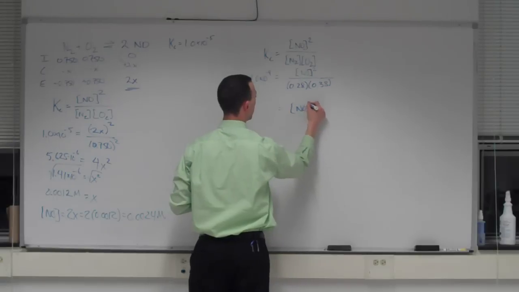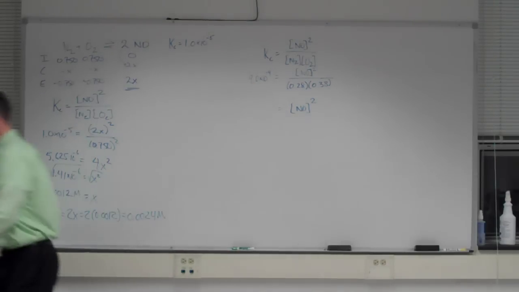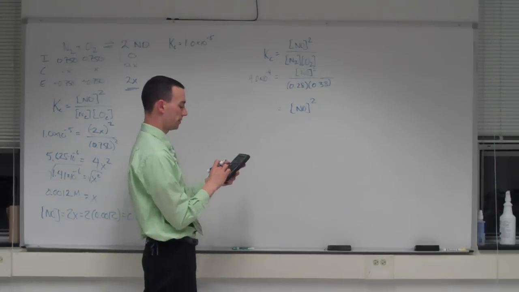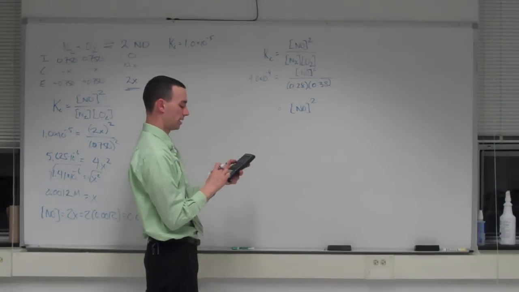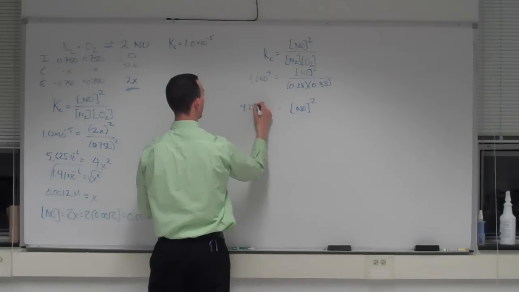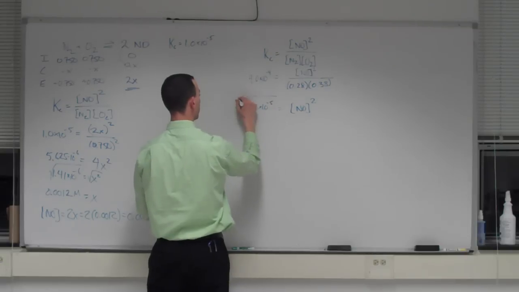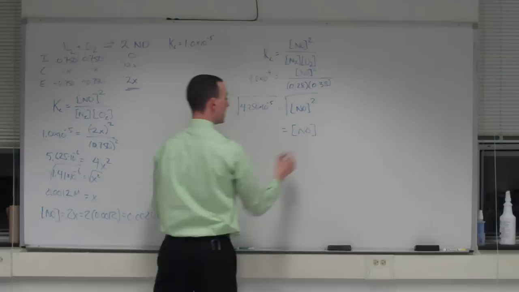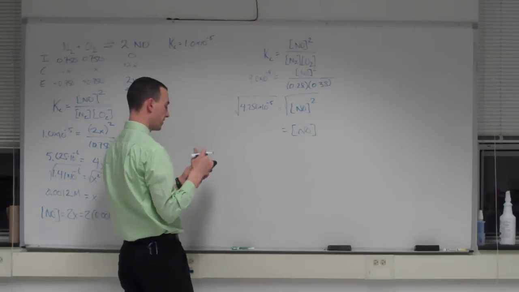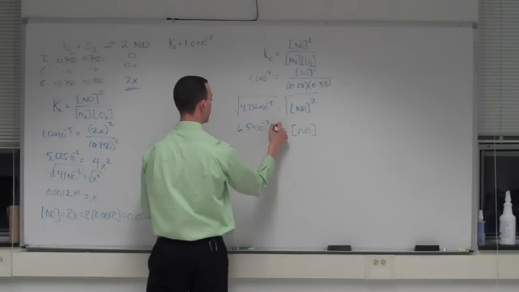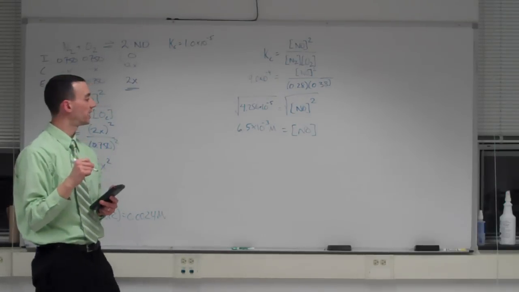So our NO concentration squared is 4 times 10 to the negative 4 times the 0.28 and the 0.38, which is 4.256 times 10 to the negative 5. Then we'll take the square root of both sides, and the NO concentration is 6.5 times 10 to the negative 3 molar at this condition.